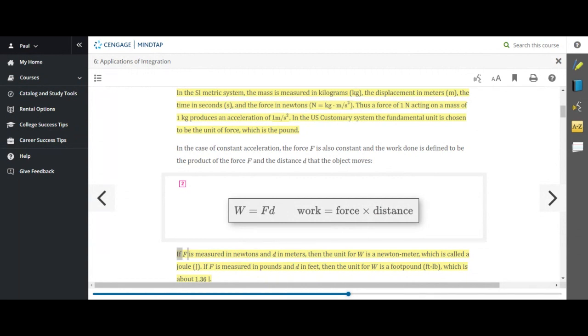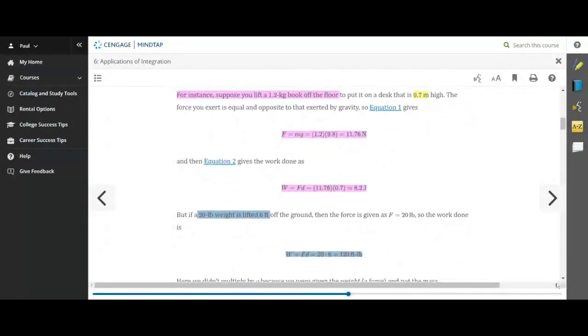And they have a couple of nice little illustrative examples here. So if you, for instance, if you lift a 1.2 kilogram book off the floor to put it on a desk that's 0.7 meters high, the force you exert is equal and opposite to that exerted by gravity. So force is equal to m times g. g stands for acceleration due to gravity, which is 9.8 meters per second squared.